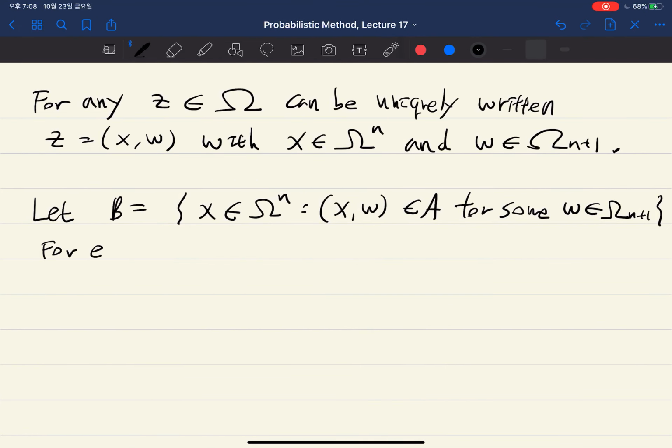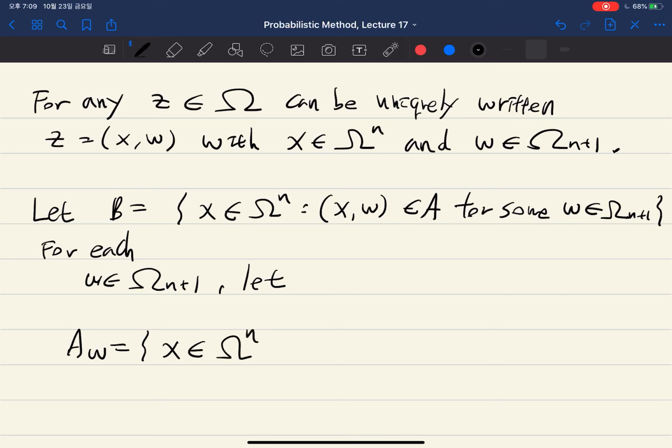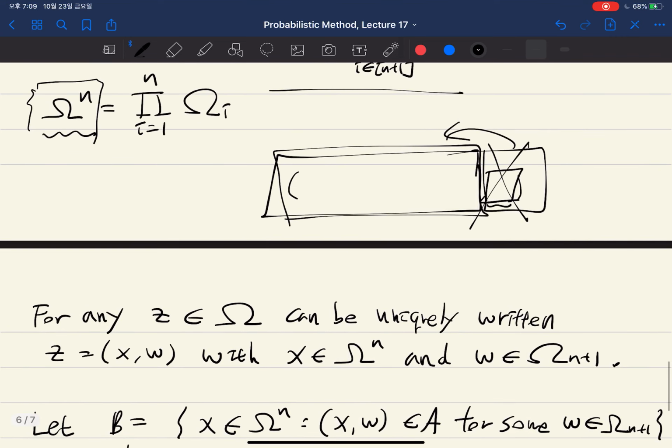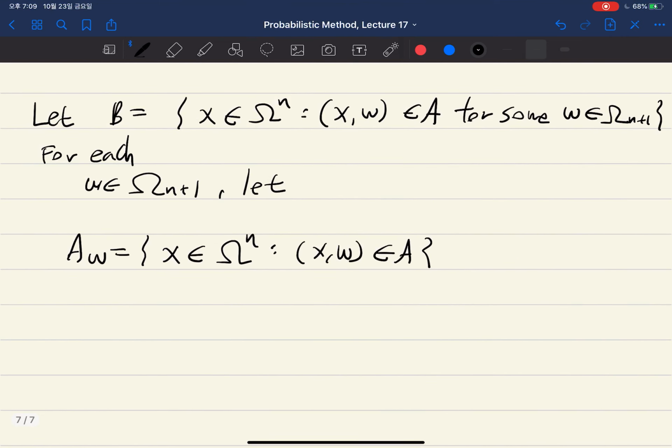and for each w, let A sub w be the set of x such that the first n coordinates together with w lies inside of A. If you take the slice of fixing the last coordinate, with that hyperplane, you take the intersection with A, then what you get is A sub w.